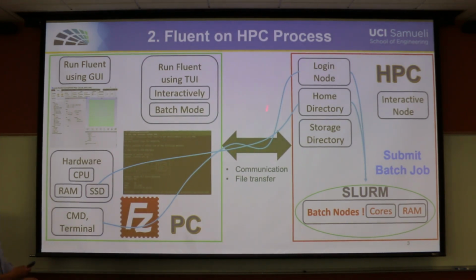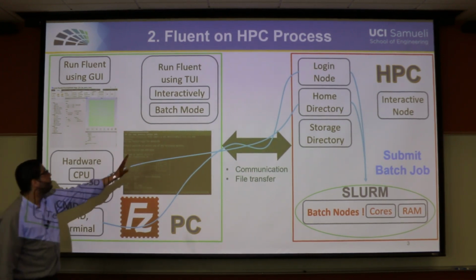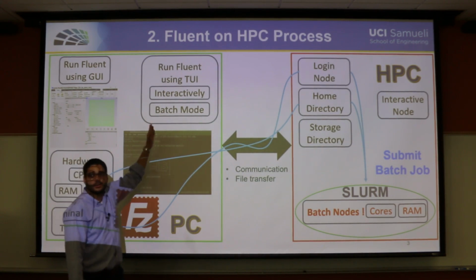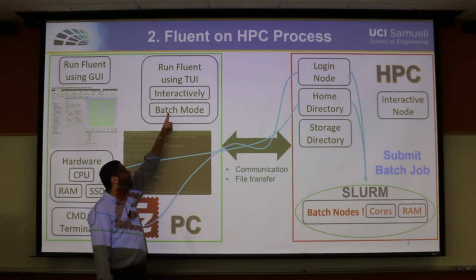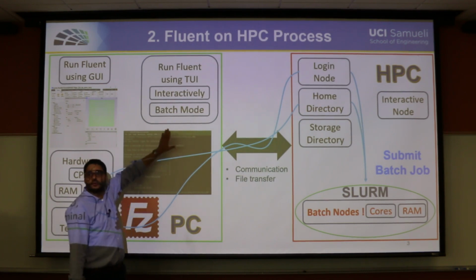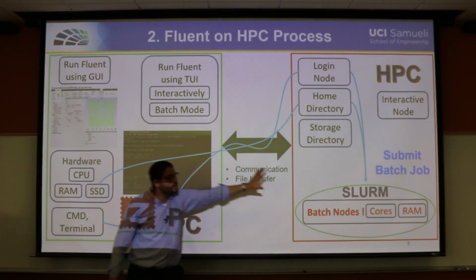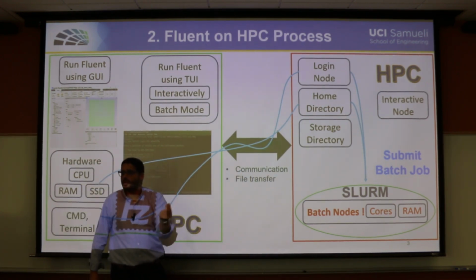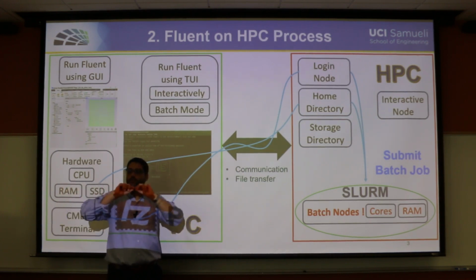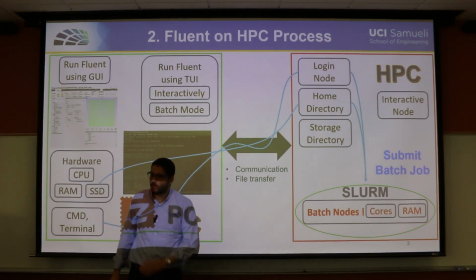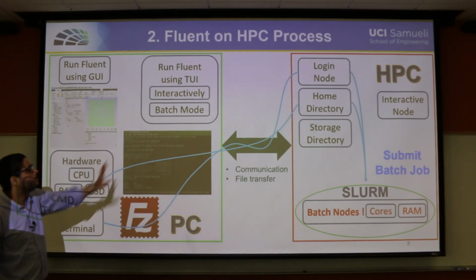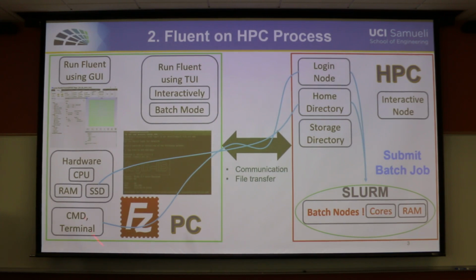As we can see, we can divide this process into two different animals. One of them is dealing with Fluent in the text user interface, interactively or in batch mode. If you get to do this on your local machine, then running the same simulation on the HPC is just a matter of a 2-minute file or 2-minute job submission to the HPC. Okay, so that's the big thing. So I will start with how to run Fluent using the text user interface locally on your machine.